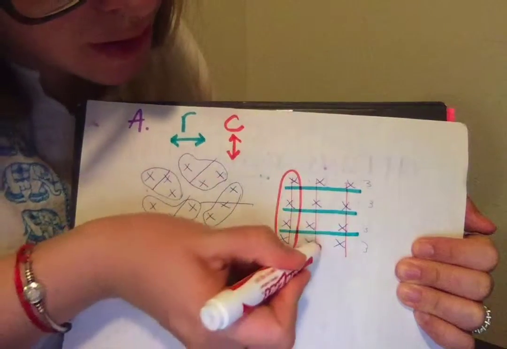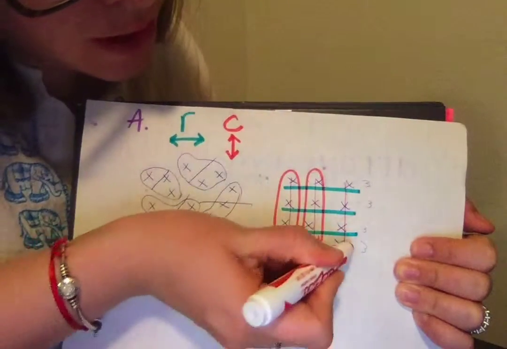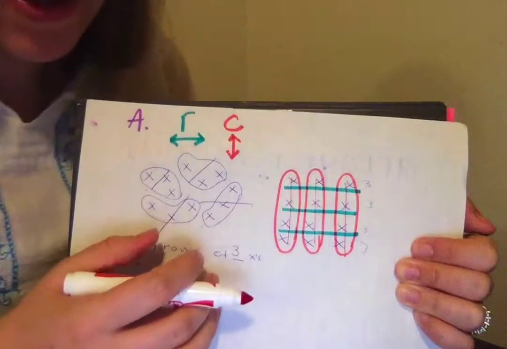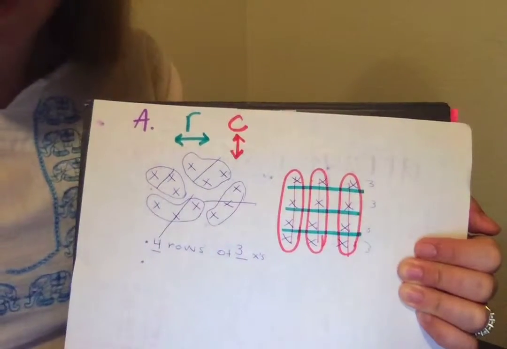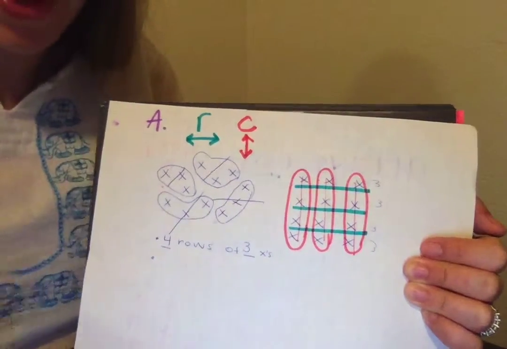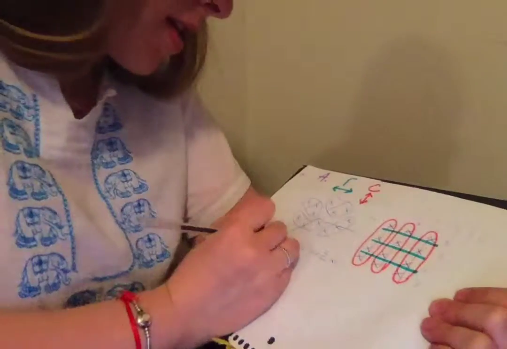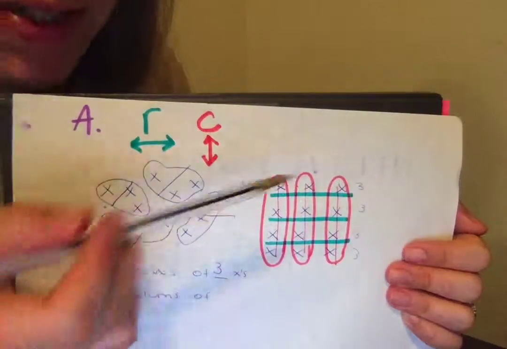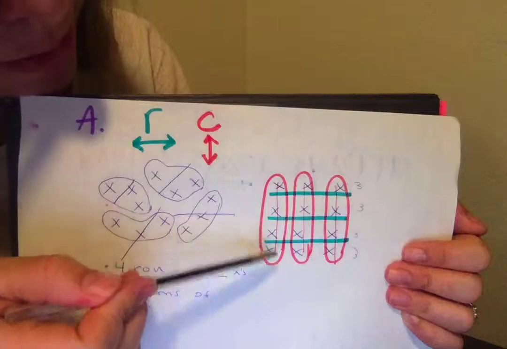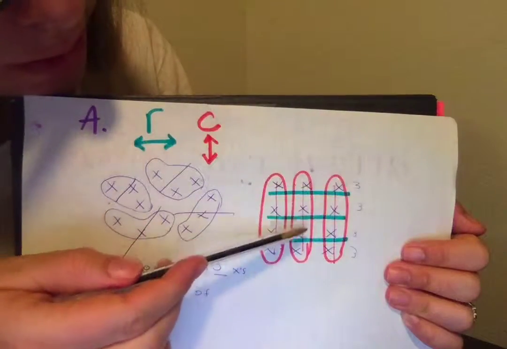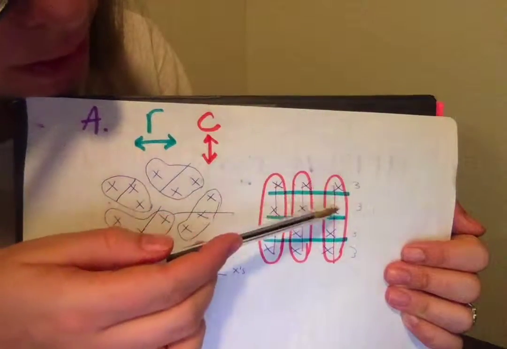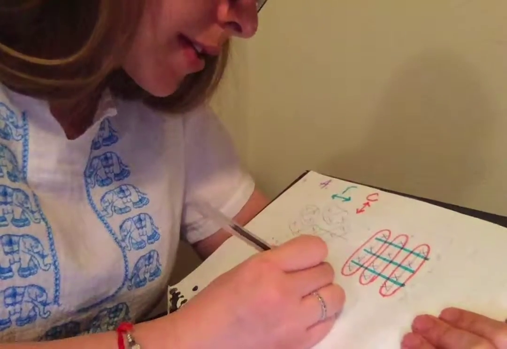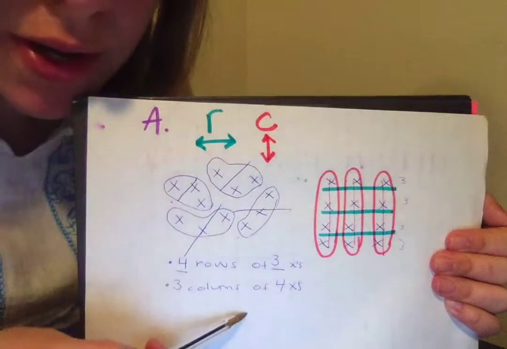1 column, 2 columns, 3 columns. Okay? So I have 3 columns of how many in each? How many X's in each column? I have 1, 2, 3, 4. 1, 2, 3, 4. 1, 2, 3, 4. So it has 4 X's. And I wrote it down. All right?